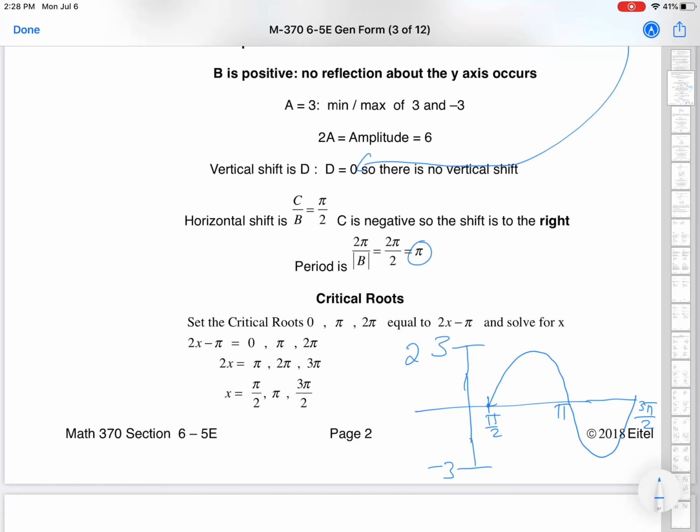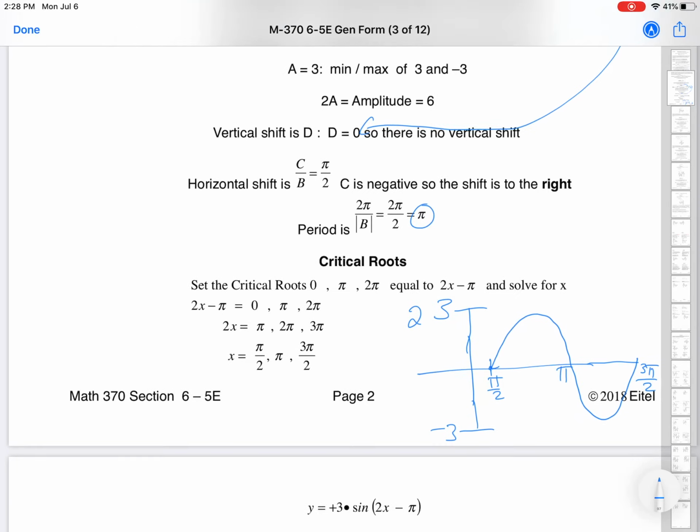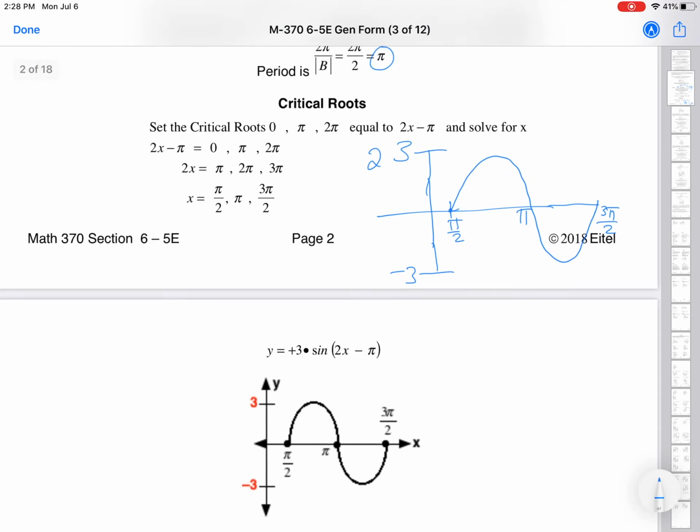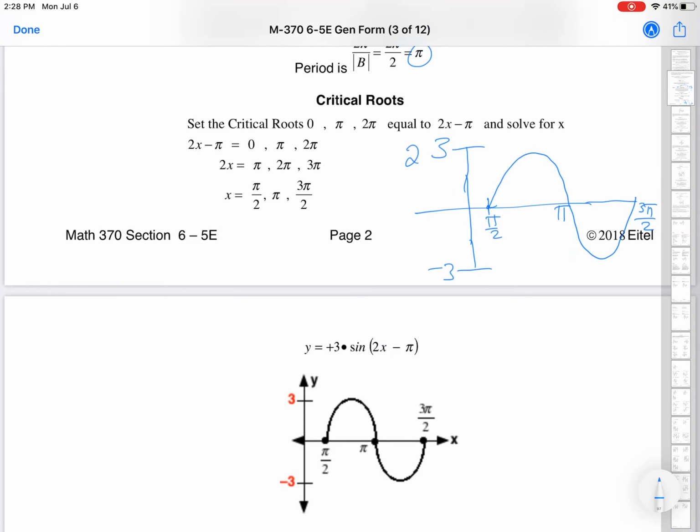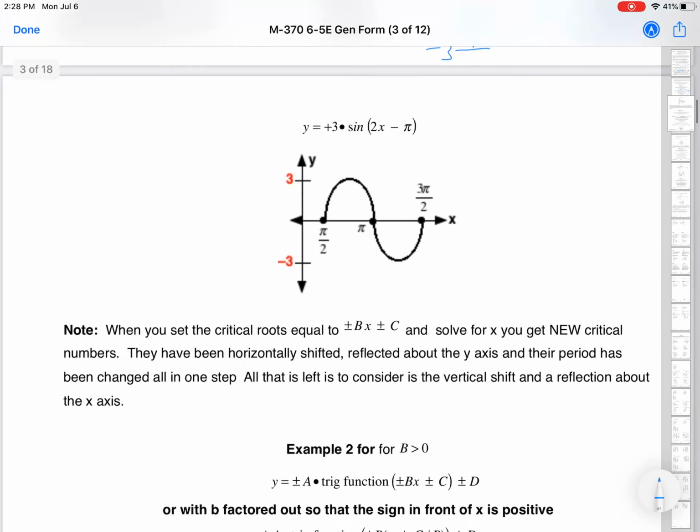So this is a great way to go about it: get those critical roots and just draw it off of that, and it will mirror that thing. And so you can see that we've drawn the exact same thing as what's there.